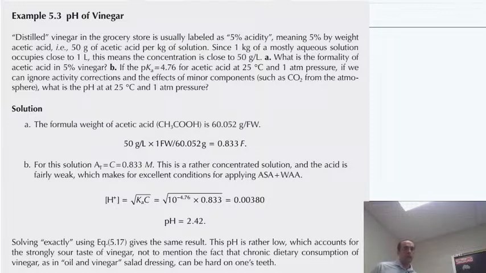Okay, so then part B, here's where we need to apply one of these approximations, or we could also take a look at our Excel sheet. So for this solution, the A total, that's what we just solved. That's the total amount of acid, 0.833 moles per liter. That's rather concentrated, and this is a fairly weak acid, meaning that's good conditions to apply both the acidic solution approximation and the weak acid approximation.